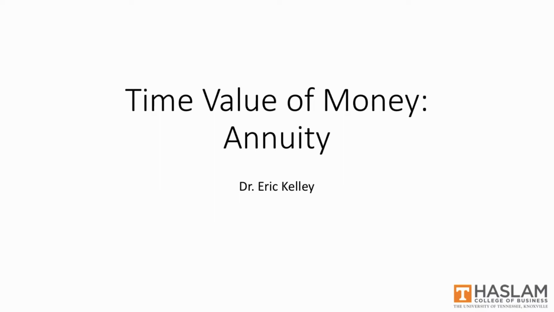Here I'll discuss another special case of multiple cash flows. This one is called an annuity, and it refers to a series of constant and evenly spaced cash flows that occur for a fixed period of time. Now I assume you already watched the videos on multiple cash flows and the perpetuity. If you haven't, please go back and look at those first because this one builds off of them.